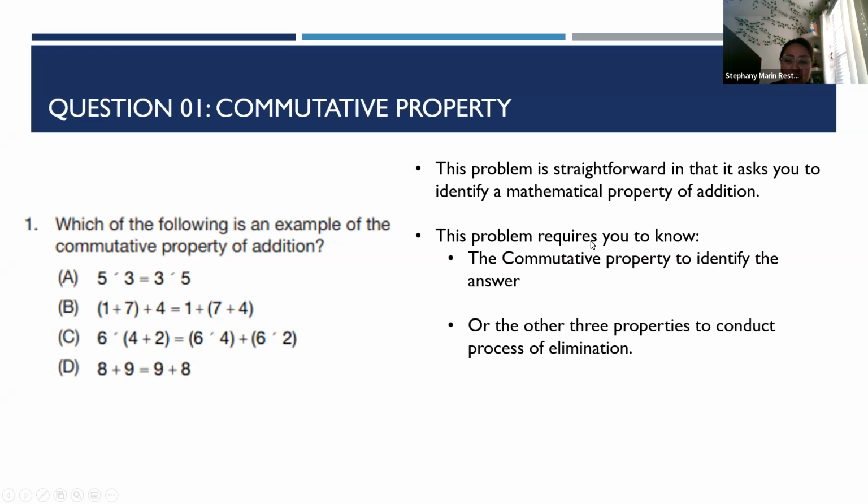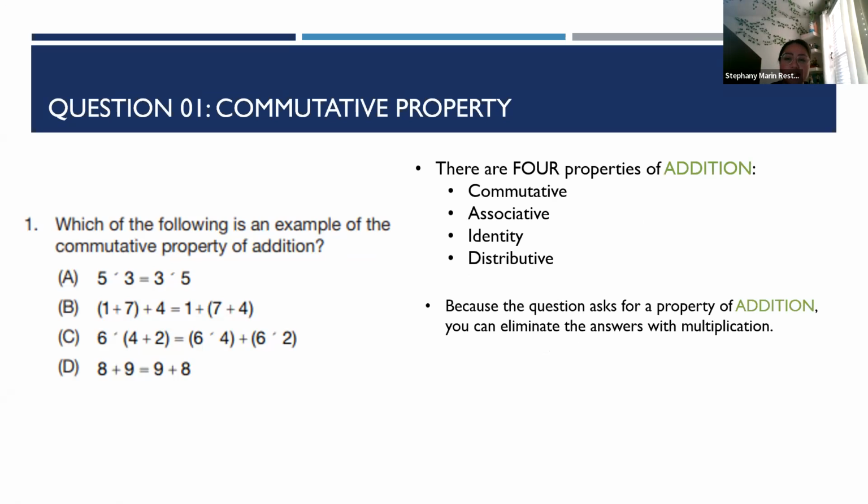This problem requires you to know the commutative property to identify the answer, or the other 3 properties to conduct a process of elimination of the answers. There are 4 properties of addition: the commutative, the associative, identity, and the distributive. Because the question asks for a property of addition, you can eliminate the answer with just multiplication in it. That would be A.